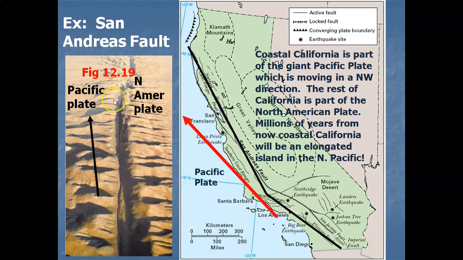And here's the San Andreas Fault here. And now, of course, there's going to be a lot of crushing and crumbling of rock with movement of the plates. So there is some relief created. Some hills and things like that along the rift zone. But it's basically the Pacific plate that's moving in regards to the more stable North American plate, with the rest of the continent. So if you really think about it, 100 million years from now or millions of years from now, where is coastal California going to be? It's going to wind up being an elongated island in the North Pacific.